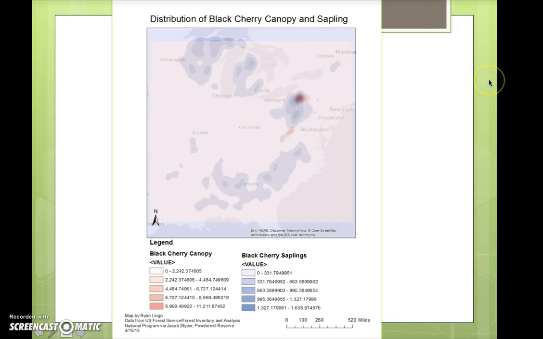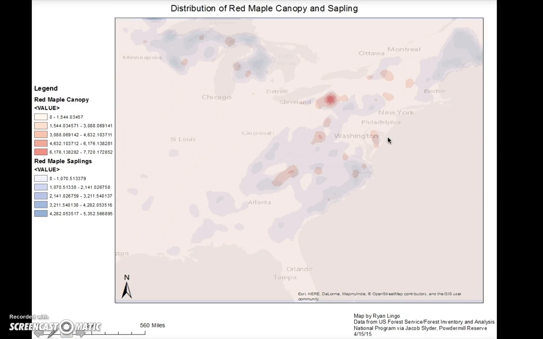Saplings are always going to be in greater number. Like I said, it's a newer tree. They're just born, so they're more resilient. They can shift easier, and the canopy has been through more things. It's the older tree, so there's less of them. So you can see the distribution. The red represents the canopy, and the blue colors represent the saplings.